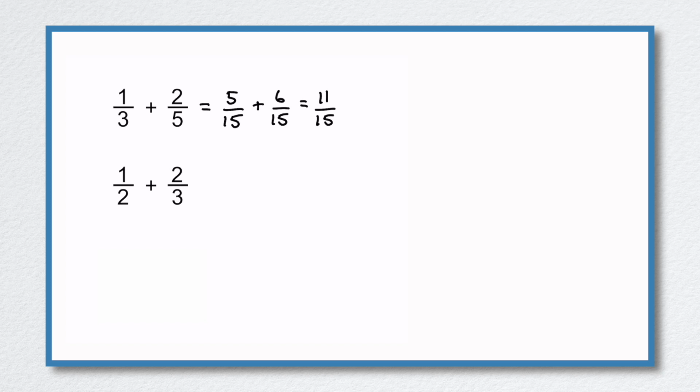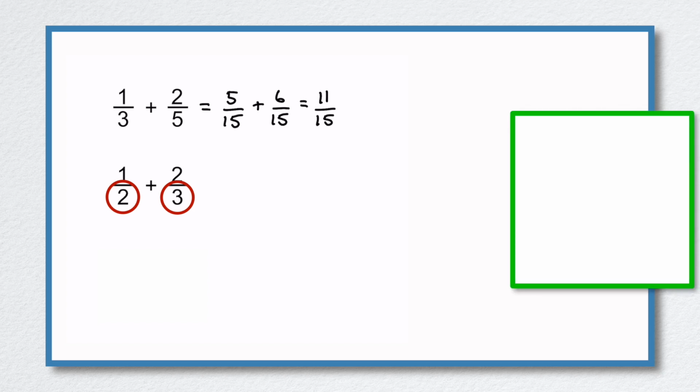1/2 add 2/3. We look at the denominators. Are the denominators the same? Well, the answer to that is no. Is one denominator a multiple of the other? Again, the answer to that is no. So the lowest common denominator is going to be the denominators multiplied together.